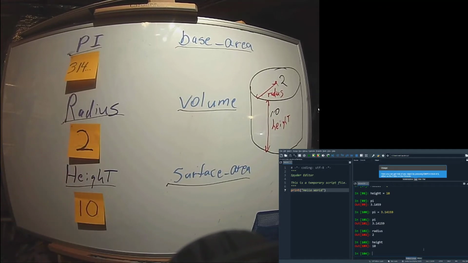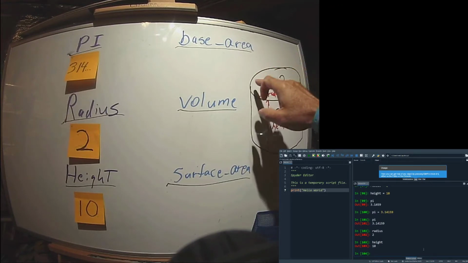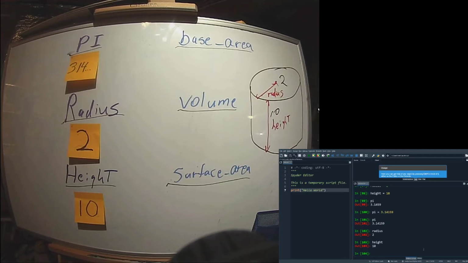And now we can start doing some calculations. Well, if we want the volume and surface area of a cylinder, they both rely on this base area, right? Where the base area is the area of this disk. For the volume, we're going to take that area and multiply it by the height, right? That'll give us a volume.